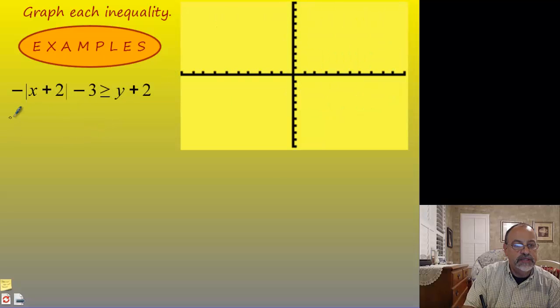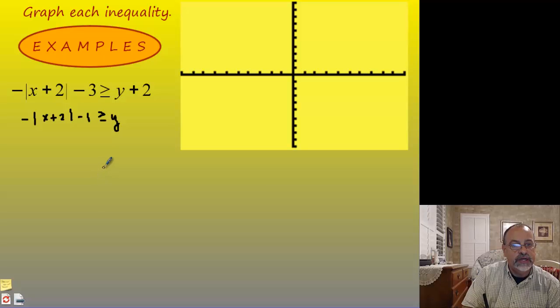So here's our final example. So we have the opposite of the absolute value of x plus 2 minus 3 is greater than or equal to y plus 2. Now I'm going to solve this for y first, and then I'm going to switch everything around. So I'm going to add this 2 to the other side. So that's going to give me the opposite of the absolute value of x plus 2 minus 1 is greater than or equal to y.